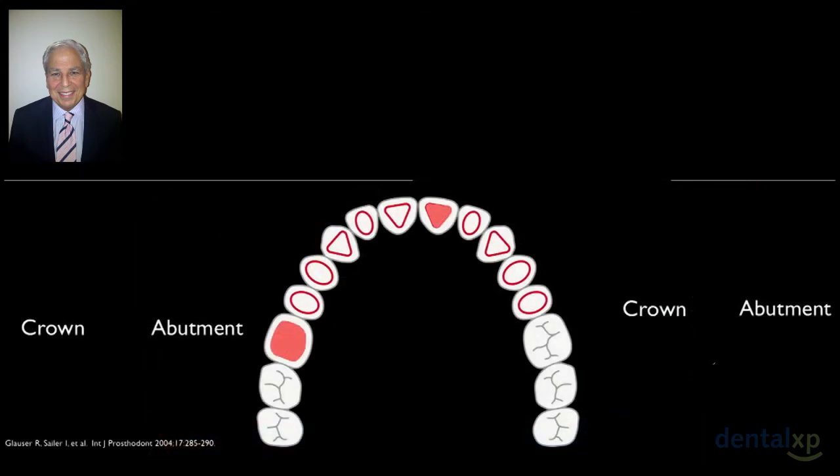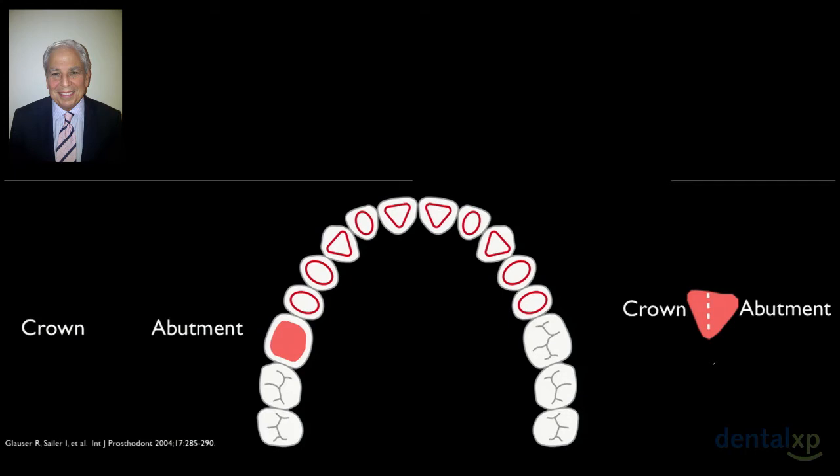So let's just take a look at it from the simplest point of view. We know, for instance, in the anterior area, we want to have a cross-sectional emergence profile of a triangular shape. So according to the ACT principle, if you have a smaller abutment, you'll have more room for a crown. If you have a larger abutment, you'll have less room for a crown. But we have to fill up that space. It doesn't matter what the proportion is.